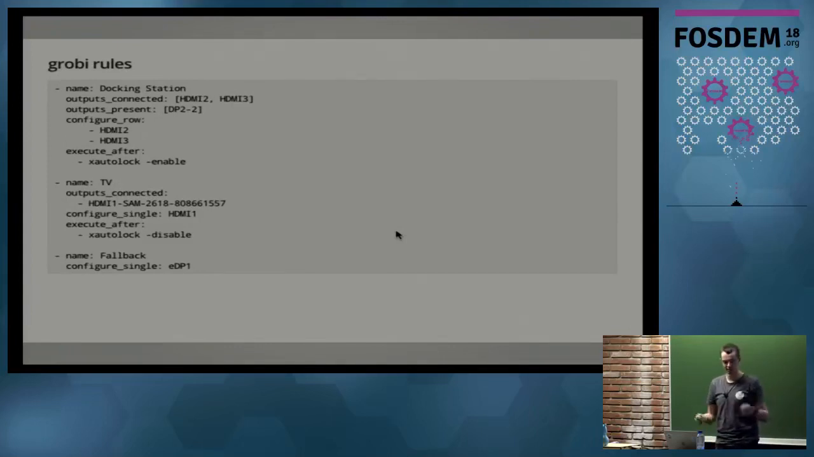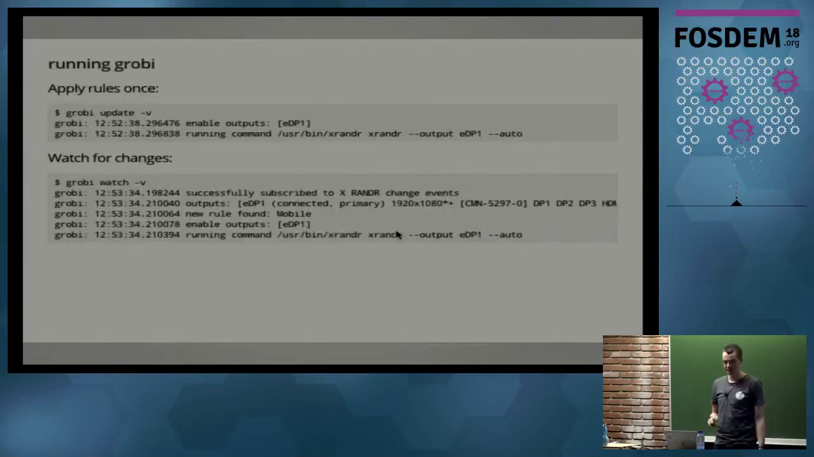And then I say that, okay, configure a row of HDMI 2 and HDMI 3 side by side, and that's it. And there's also a TV rule where there's a serial number of the TV used for matching, and a fallback, which just enables the internal display. Then you can run it once. It will say, okay, I detected this configuration, calls xrandr, and everything is great.